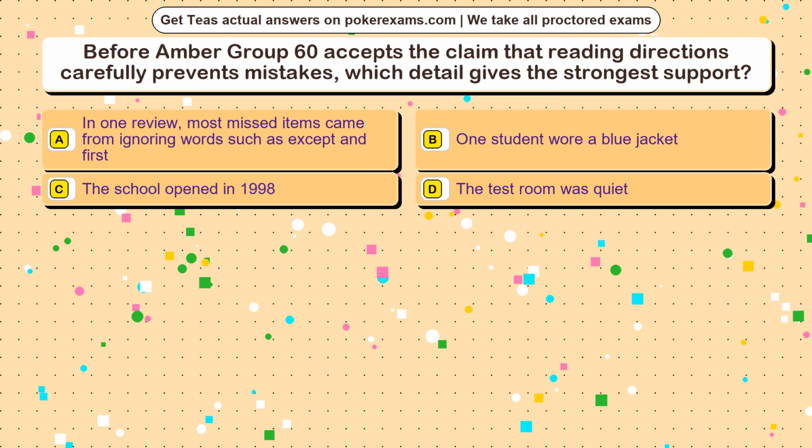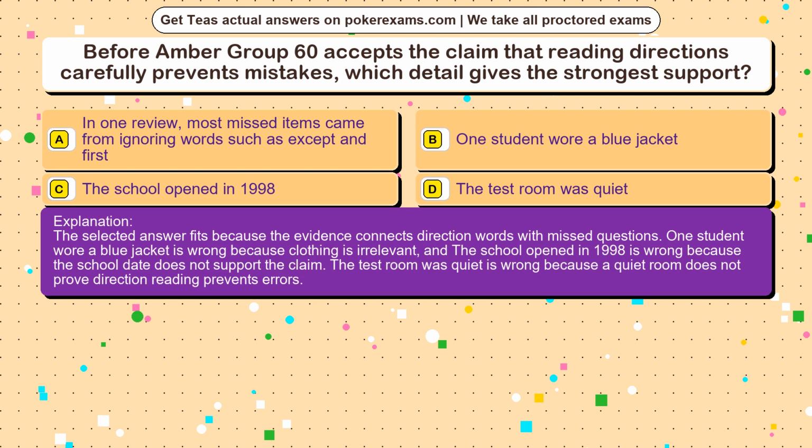The correct answer is option. The selected answer fits because the evidence connects direction words with missed questions. One student wore a blue jacket is wrong because clothing is irrelevant, and the school opened in 1998 is wrong because the school date does not support the claim. The test room was quiet is wrong because a quiet room does not prove direction reading prevents errors.